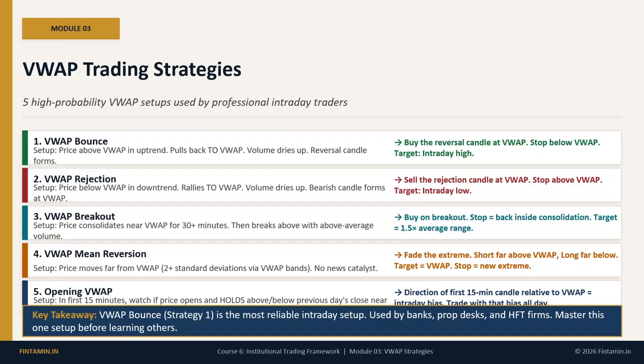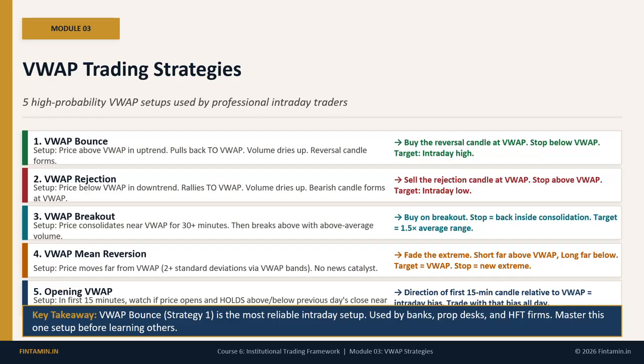Strategy number 3 is VWAP breakout. Price consolidates near VWAP for 30 or more minutes in a tight range. Volume declining during consolidation. Then price breaks cleanly above VWAP with volume 1.5 times average. Enter on the breakout candle close. Stop back inside the consolidation and the target is 1.5 times the average true range.